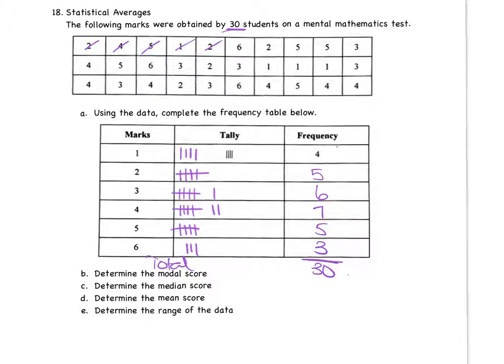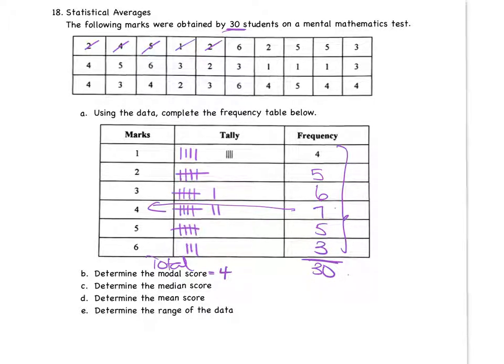The mode will be the one with the highest frequency. So the highest frequency here is 7. The answer is not 7. It is just that the highest frequency is 7. We have to look here now to see what is the mark that had 7 people getting that mark. So the modal score would then be 4.